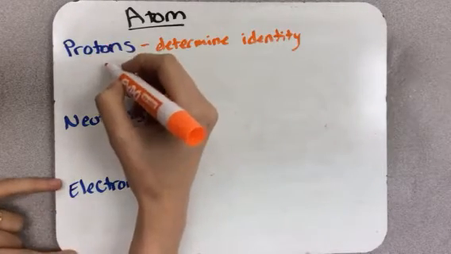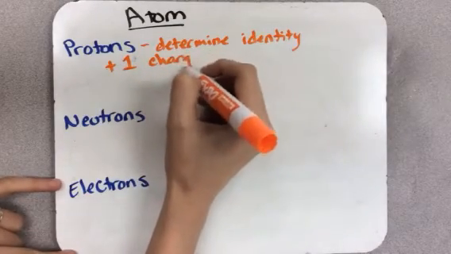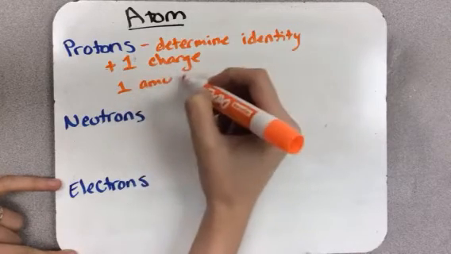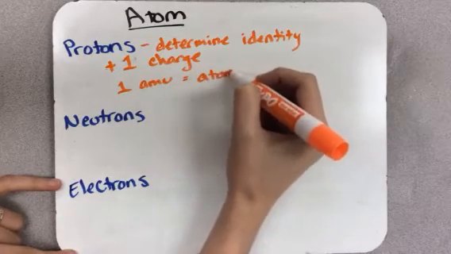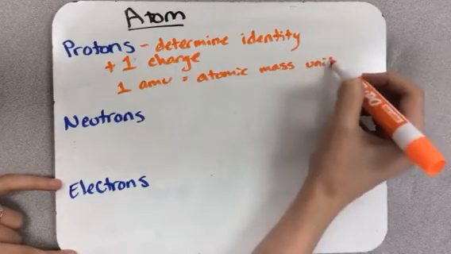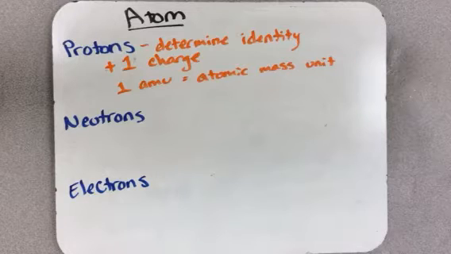All protons have a +1 charge, so they have a positive charge, and they have 1 AMU. This is their mass. AMU is atomic mass unit. This is not a very user-friendly unit. We will look at mass later on with a different unit, but right now we're just looking at comparing protons, neutrons, and electrons.